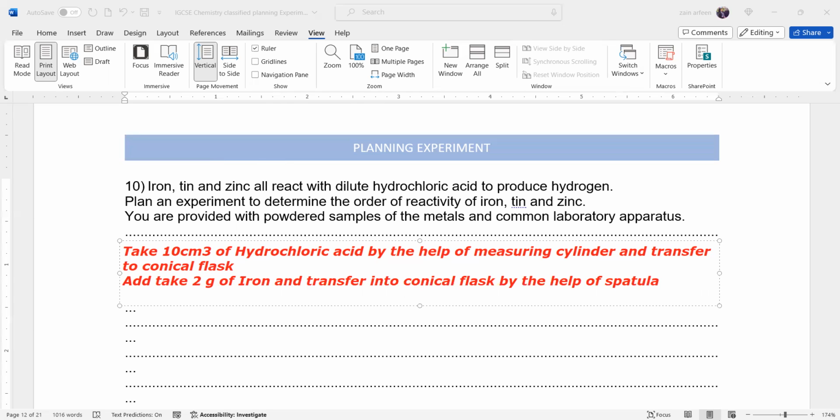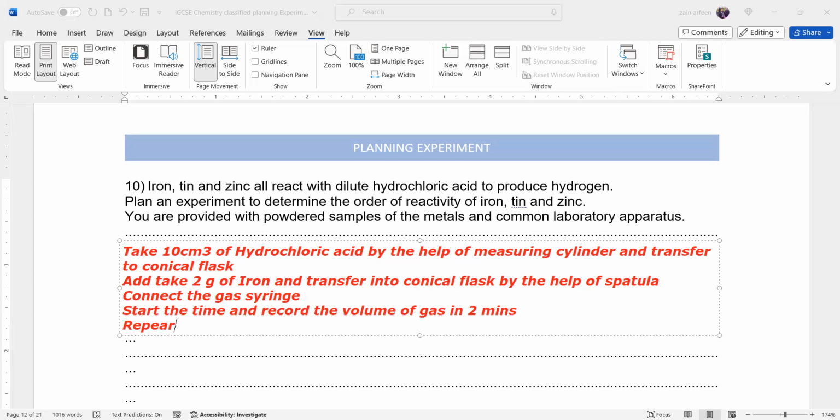Then we connect the gas syringe, start the timer, and record the volume of gas, which is hydrogen in this case, in 2 minutes. Like how much gas is given off in 2 minutes. Then we will repeat the procedure with the other two metals, which are tin and zinc.